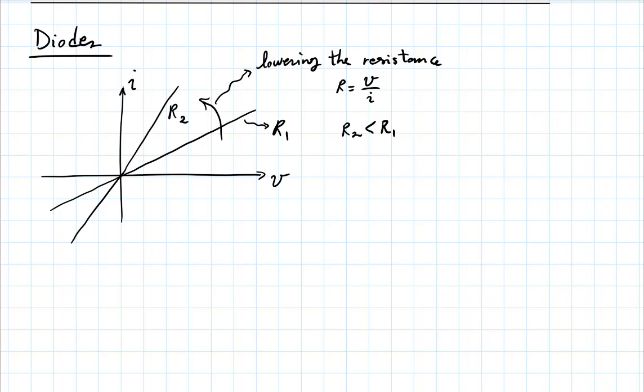So for the diode, I'll draw the diode characteristics. The diode is more like this, something that has a very, very, very low resistance on the positive side and a very, very, very high resistance on the negative side of the voltages. And this is a simplified view, but I'm trying to show the general idea.